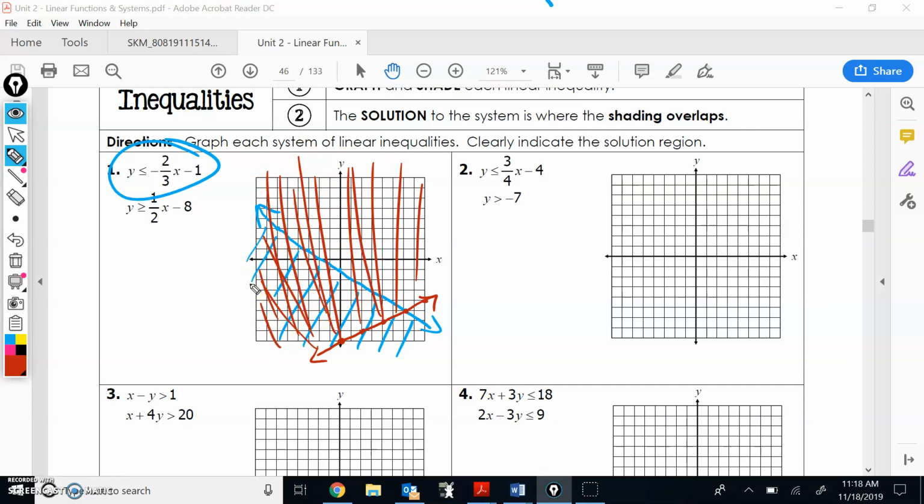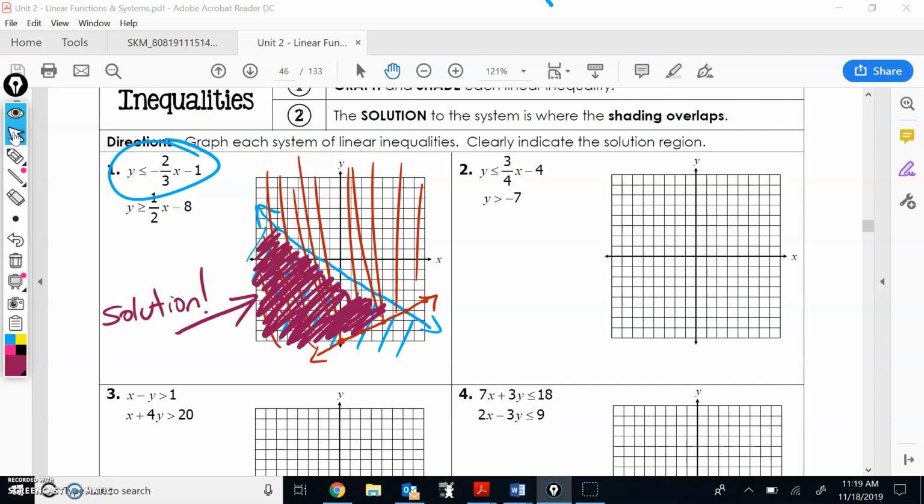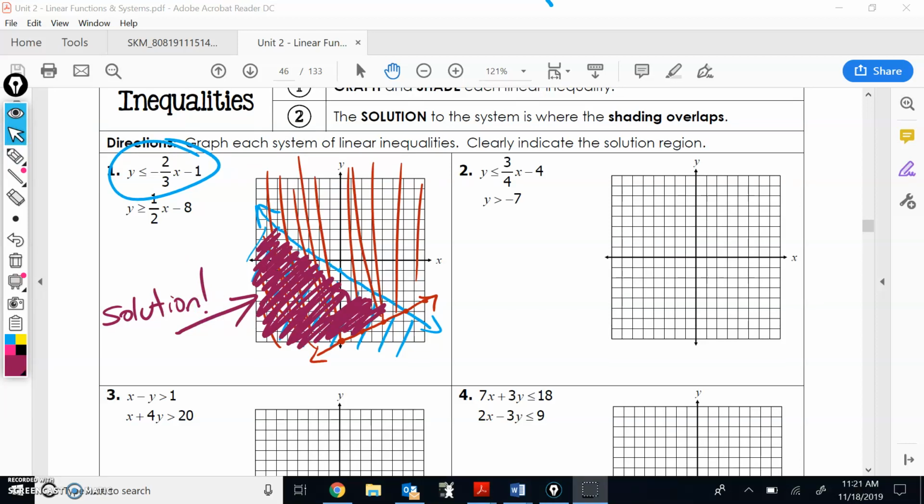And now for the solution, you have to identify where we had blue and red. And I'm going to put that in purple right here. So you can do a third color if you want, or you could just circle the area and identify that's the solution. What that means is that anything in this purple region, including these solid lines, if you plugged in any of those ordered pairs here, you would satisfy both of these equations by plugging them in.